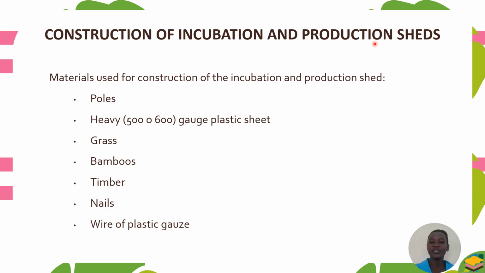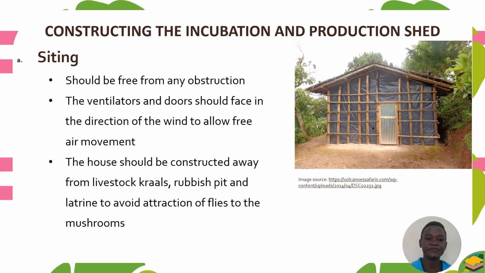So what are the materials which can be used for construction of incubation and production sheds? We need poles, heavy gauge plastic sheets, glass, bamboos, timber, nails, and wire or plastic gauze. So these are some of the simple materials which we can use to construct a simple incubation house as well as a simple production house.